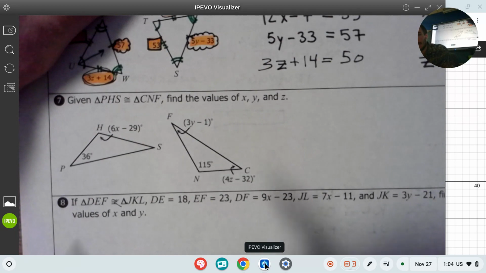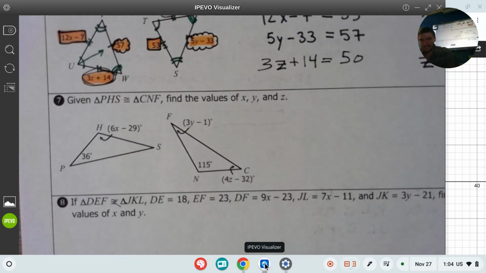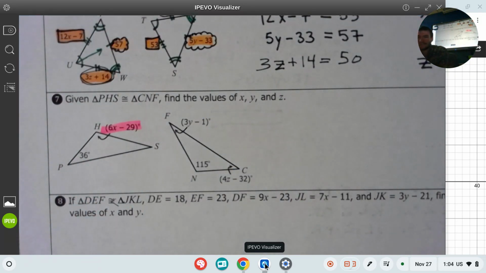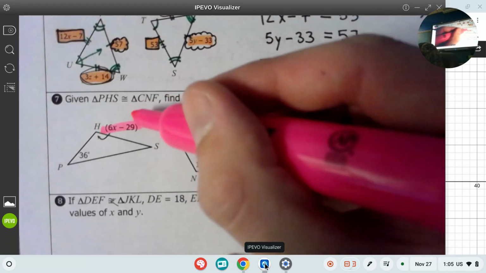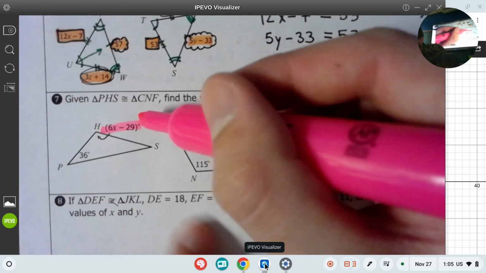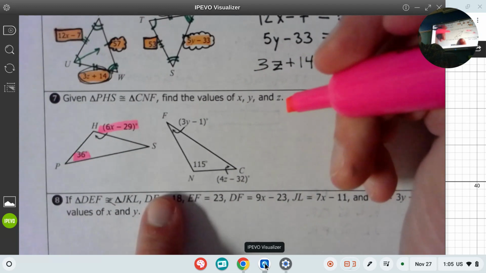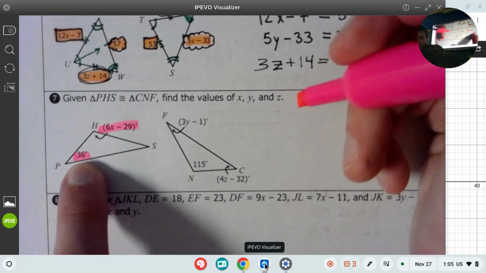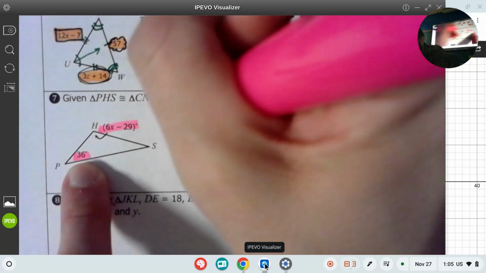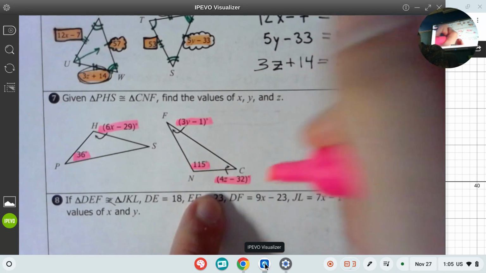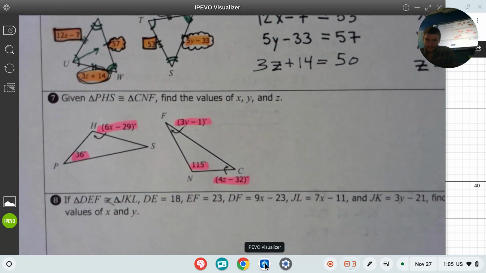All right. Now, let's look at what we got for this question. 6x minus 29. Is that an angle or a side? Look at, you see how it says a degree symbol there? This is going to be an angle. 36, is that an angle or a side? 36 is an angle. On the inside there, it's got a degree sign. This one is an angle. 115 is an angle. 4z minus 32 is an angle. So we've got angles now.